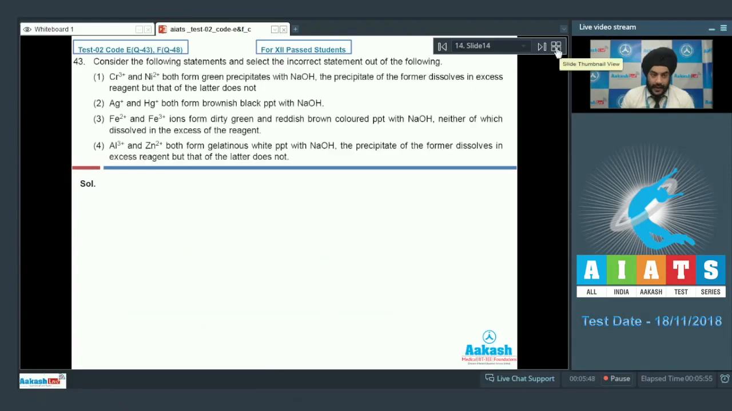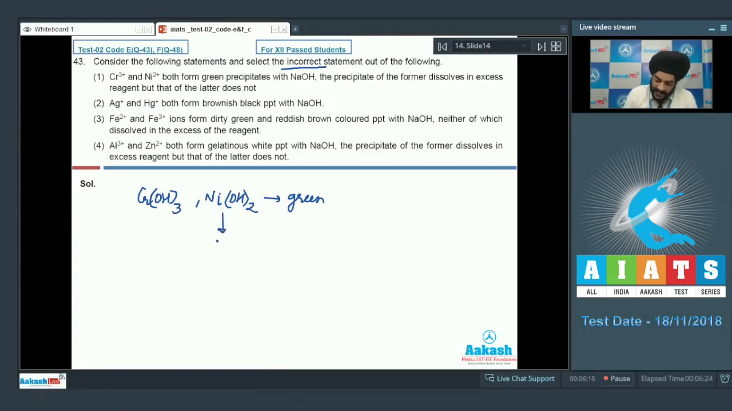Looking at question number 43 now, consider the following statements and select the incorrect statement out of the following. Cr3+ and Ni2+ both form green precipitates with NaOH. This statement is correct. Cr(OH)3 and Ni(OH)2 are both green in color. But the precipitate of the former dissolves in excess reagent, whereas that of the latter does not. This is correct. Ni(OH)2 does not dissolve in excess of OH-, whereas Cr(OH)3, when dissolved in excess, forms a complex [Cr(OH)4]-. So statement 1 is correct.